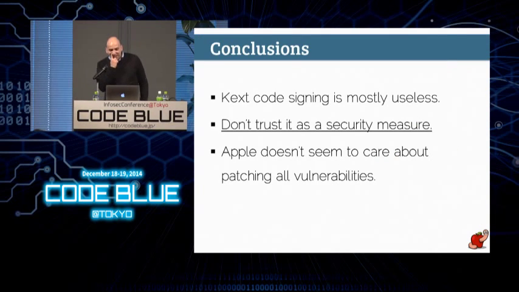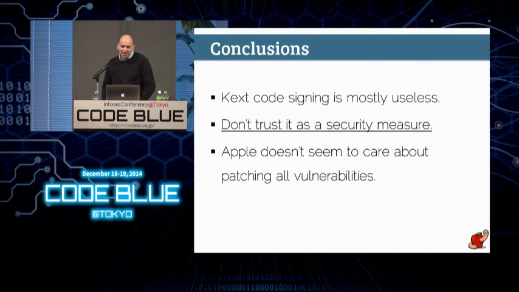Conclusions, very quickly. KEXT code signing is mostly useless. I will probably take out the mostly and put useless. Don't trust it as a security measure. This is very important. I like human psychology a lot, and many people will trust this as a security measure. Recently, like two weeks ago, there was an AV post writing something like: oh, don't worry, there is kernel extension code signing in macOS, so this is a security feature. I hopefully have shown you that it's not a security feature.